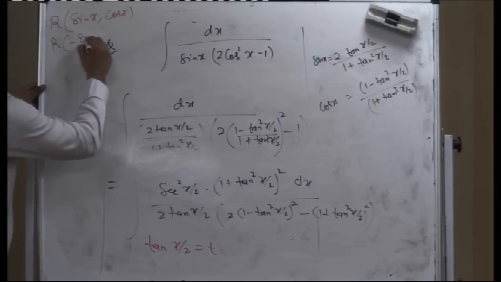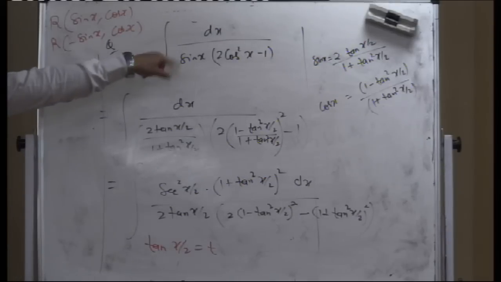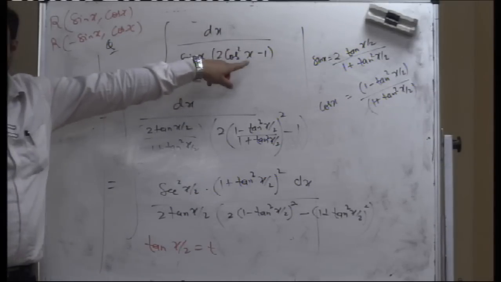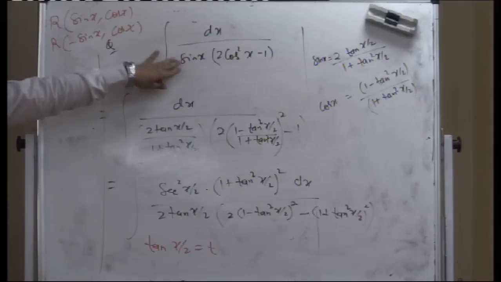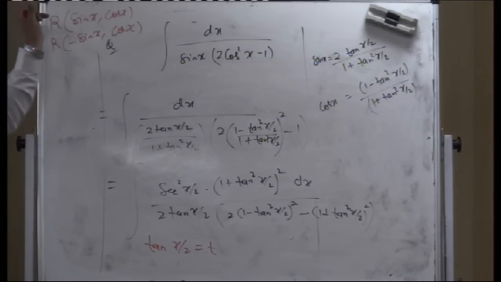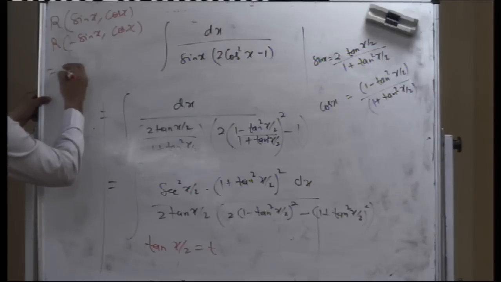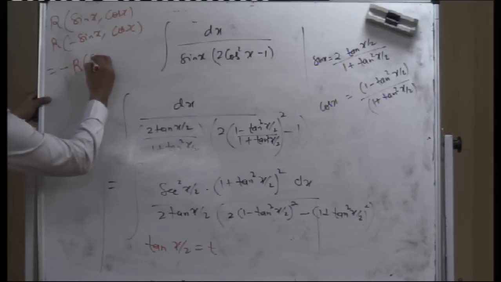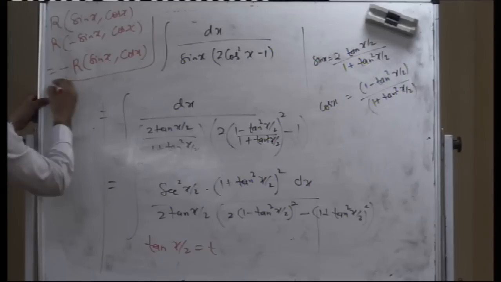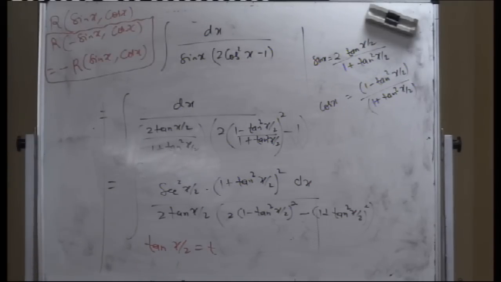R of minus sin x cos x in this function: this would become minus sin x, and this would be 2 cos square x minus 1. So minus you can take outside, and the rest of the term is the same as r of sin x cos x. So r of minus sin x cos x in this question is the same as minus r of sin x cos x. I hope this is clear to everyone. This is how we can see it in this question particularly.